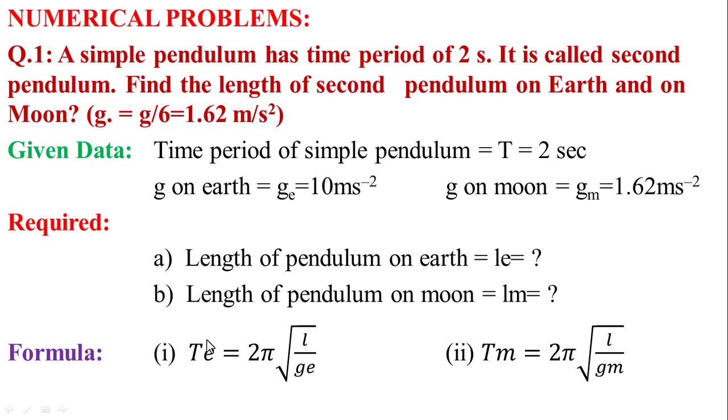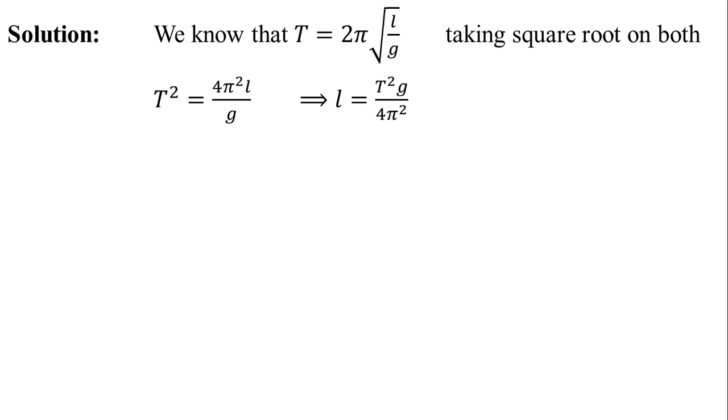So the formula: time period on Earth T is equal to 2π square root of L over gE, where gE is gravitational acceleration on Earth. Similarly, the time period on Moon Tm is equal to 2π square root of L over gm, where gm means gravitational acceleration on the surface of Moon. Now we can calculate the value of length. Solution: we know that time period T is equal to 2π square root of L over g.